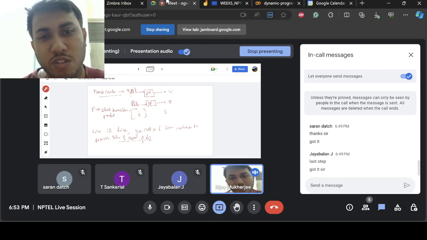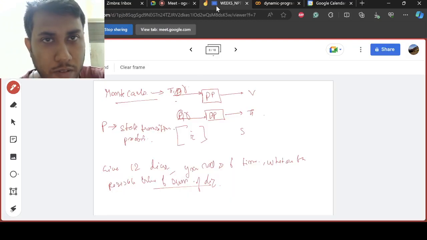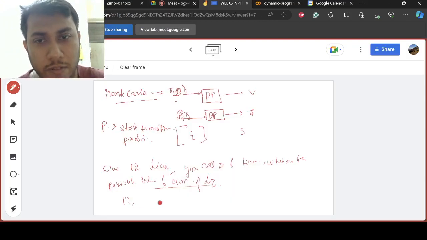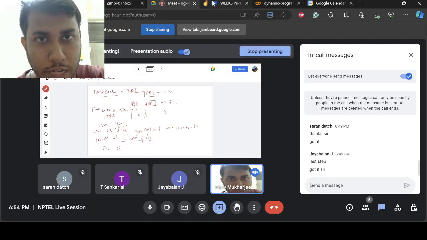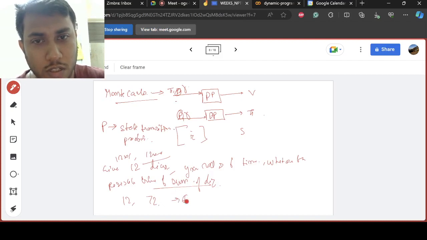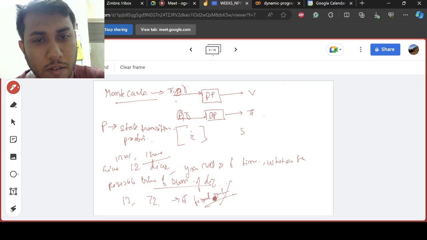So you have been given 12 dice, you roll them, and you compute the sum of the top values which come up. So what is the minimum value and the maximum value? The minimum value will be 12 and the maximum value will be 72, right? So 12 into 1 and 12 into 6. So that's a total of 61 values. That's a total of 61 fixed values, or let me say states, right?